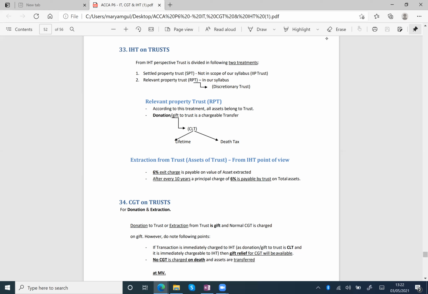So, how to pay the IHT when you extract the assets? You will pay the 6% exit charge. This is IHT tax. And after every 10th year, you will also pay the 6% principal charge. So the 6% principal charge is always payable on every 10th year. And one day when you extract the assets, you have to pay the 6% exit charge. So that's it. There are 2 points here. Gift to trust is a CLT, and on extraction from trust you have to pay exit charge. This is IHT tax. And automatically after every 10th year, a 6% principal charge on the total value of assets. That's it. These are the IHT implications.